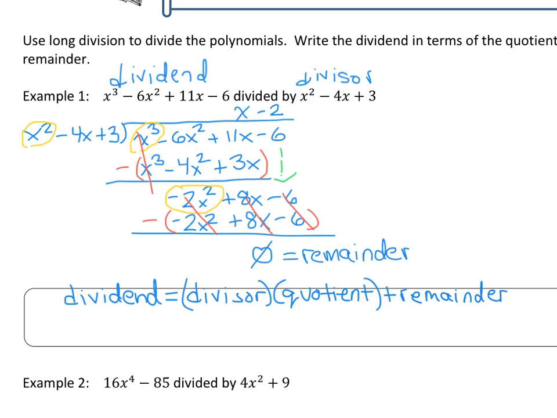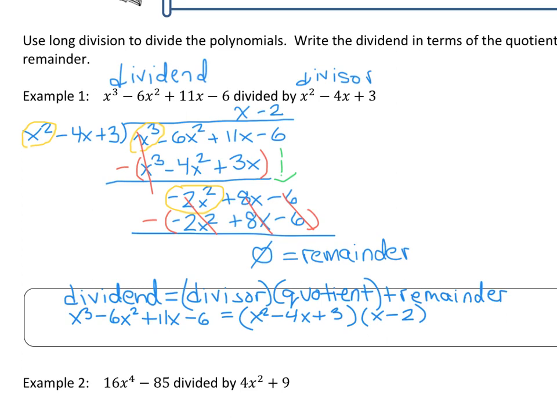So if our remainder is 0, then the divisor and quotient are the factors. So I'm going to rewrite our dividend, x cubed minus 6x squared plus 11x minus 6, as the divisor, x squared minus 4x plus 3, times the quotient, which is x minus 2.